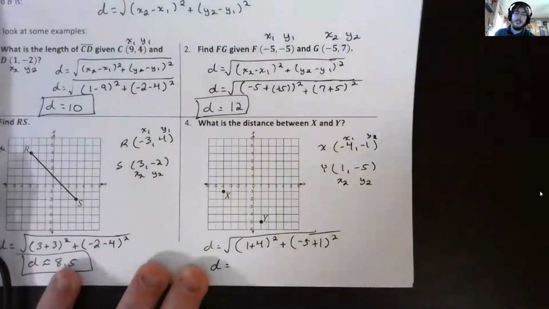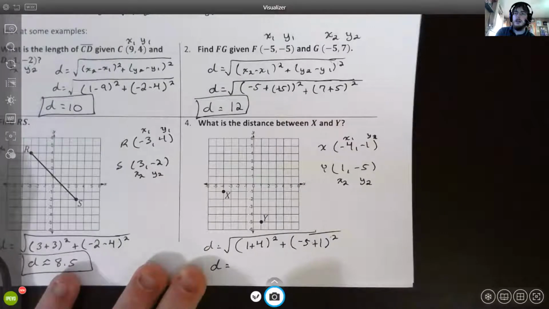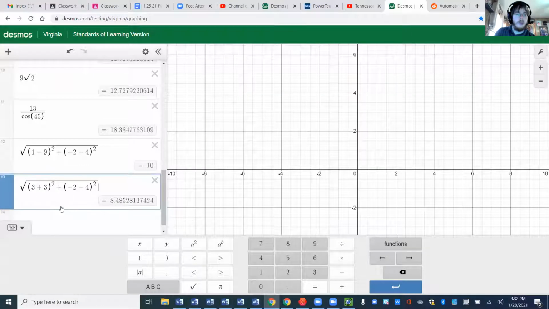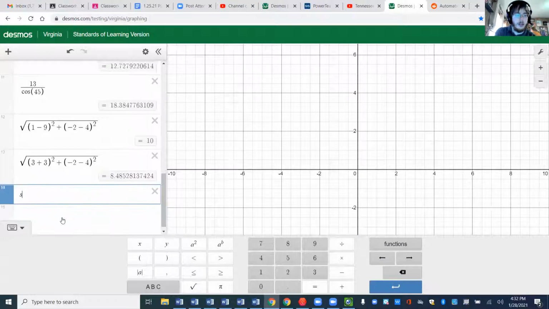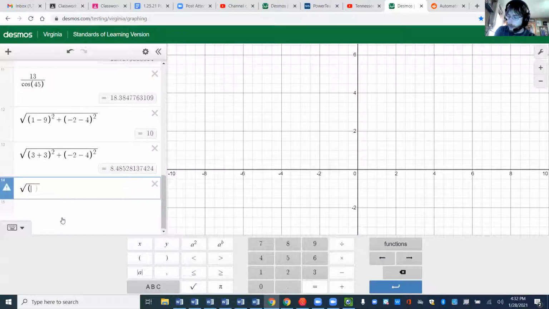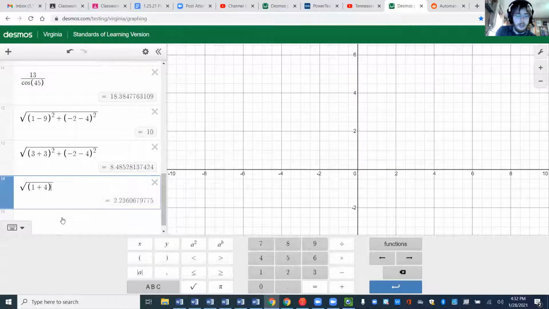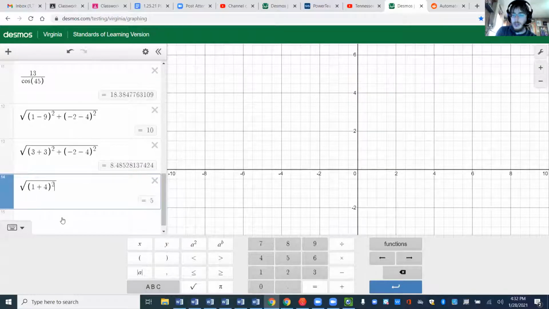And when we plug that in the calculator, we get 1 plus 4 squared plus -5 plus 1 squared, which is 6.4. Okay, so 6.4.